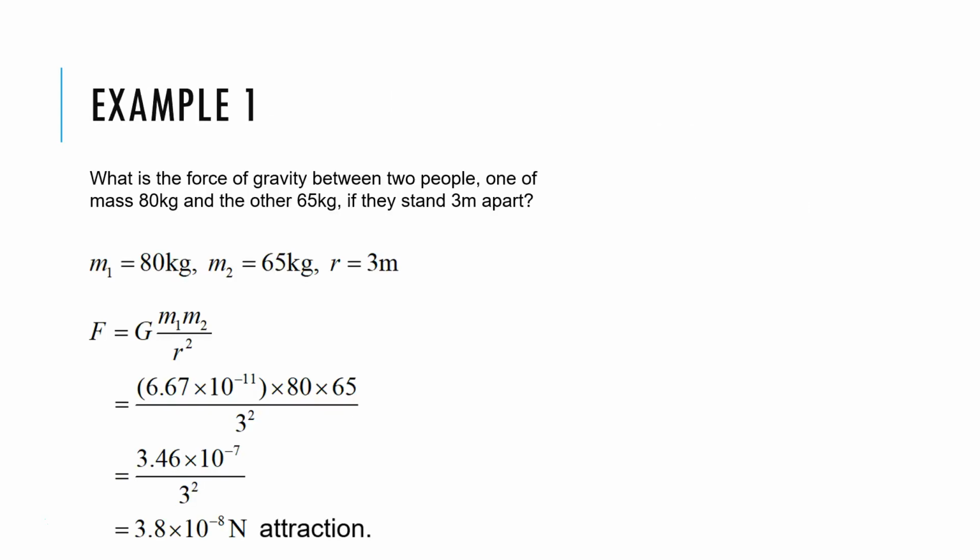Moving on, a few examples here. The first one we have is two people, one with a mass of 80 kilograms and one with a mass of 65 kilograms, separated by a distance of 3 meters. It's a pretty straightforward calculation. Just put your numbers in. There'd be two main sources of error. Firstly, forgetting to use SI units. Secondly, forgetting to square the r term down the bottom. Quite often you'll see people divide by r rather than dividing by r squared. Very important.